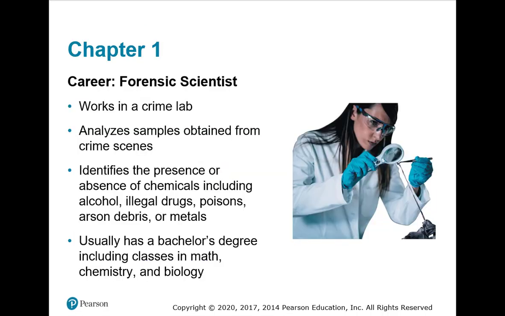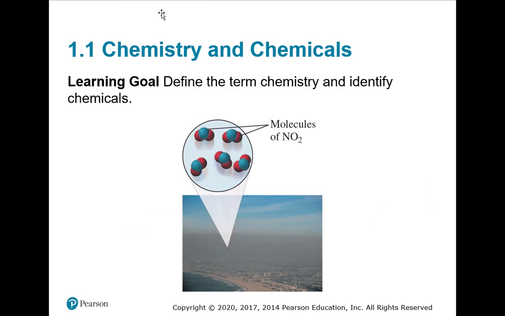The first career that Chapter 1 looks at is a forensic scientist. A forensic scientist works in a crime lab, analyzes samples obtained from crime scenes, identifies the presence or absence of chemicals, including alcohol, illegal drugs, poisons, arson debris, or metals, and usually has a bachelor's degree, which includes classes in math, chemistry, and biology.